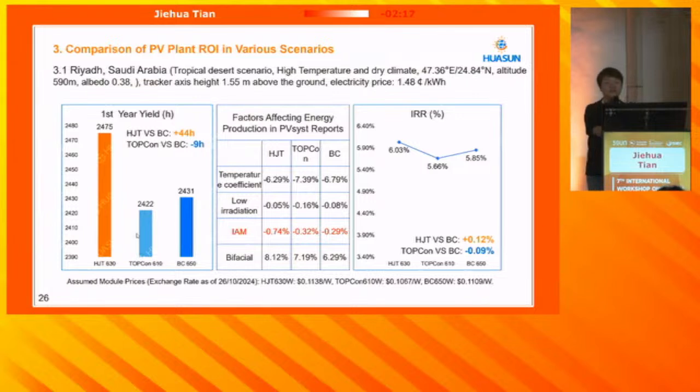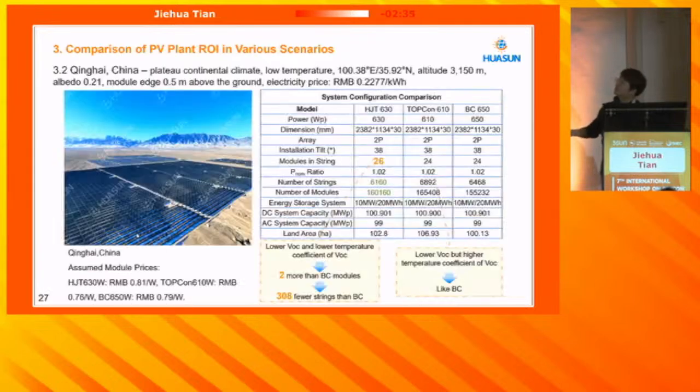The higher yield of HJT modules is due to the better performance in temperature coefficient, low irradiance, and bifaciality. BC in the city is lowest, but HJT IRR is highest. Qinghai, China is a typical Gobi Desert scenario with low temperature. Due to the same reasons, HJT allows for 26 modules per string, 2 more than BC. So HJT saves 308 strings compared to BC in the 100 megawatt plant.